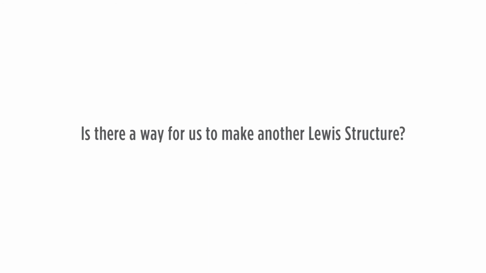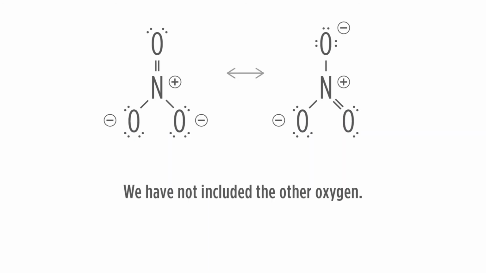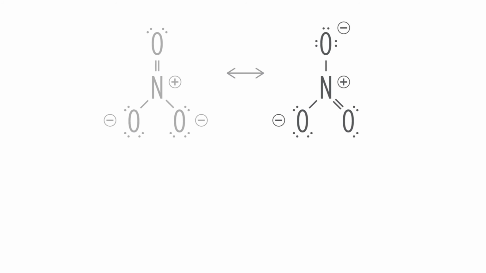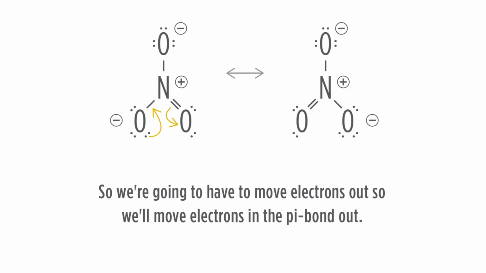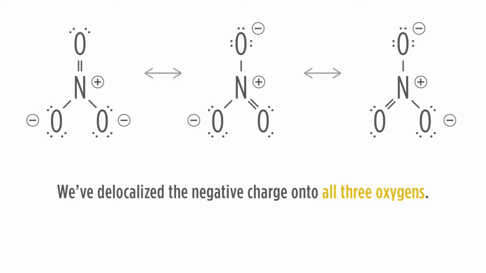Is there a way for us to make another Lewis structure? Well, if we look at it, we have not included the other oxygen. So let's start with that one, with the lone pairs on the oxygen to the left. Moving those electrons up, again, now we have too many electrons on nitrogen, so we're going to have to move electrons out. So we'll move electrons in the pi bond out. That's going to give us this structure. As you can see in this structure, now what we've done is actually delocalize the negative charge onto all three oxygens. So we can represent this overall structure.